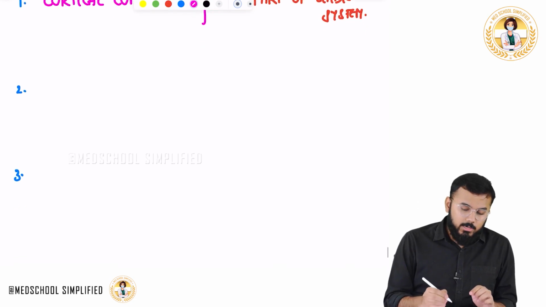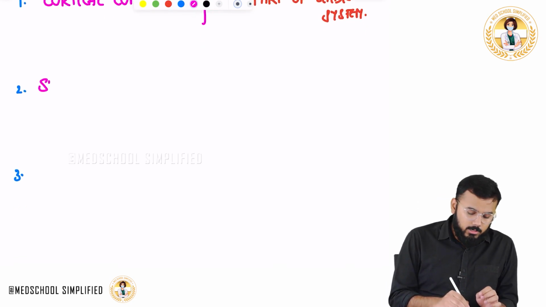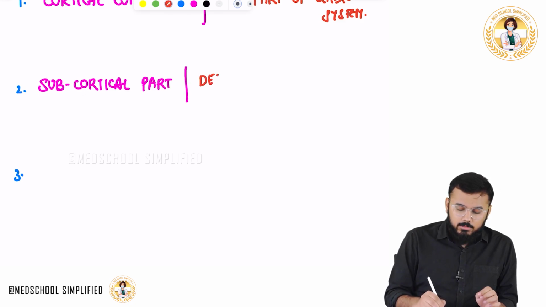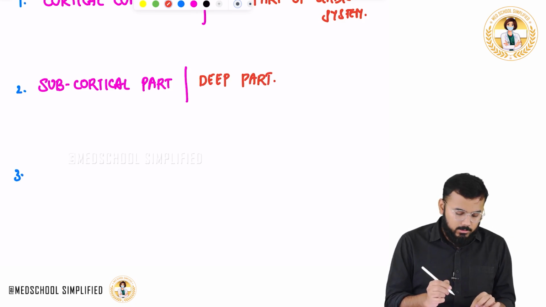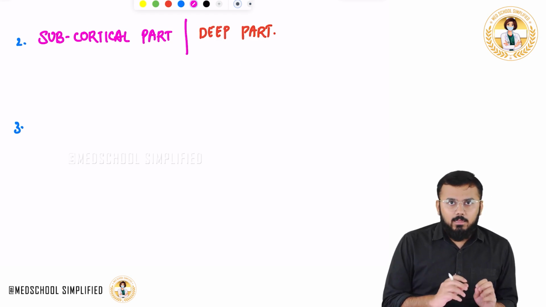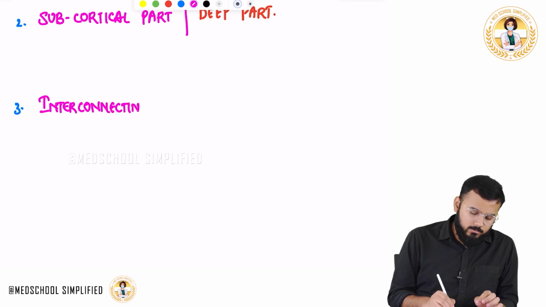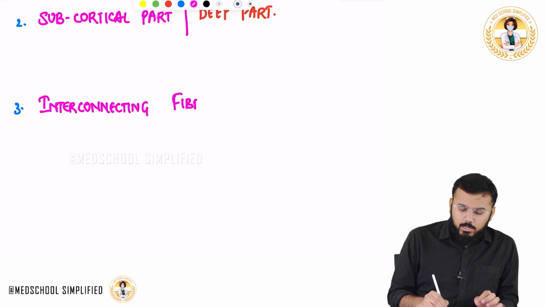The next important part is called the subcortical part, or you can also call it the deep part of the limbic system. The third important thing is the interconnecting fibers of these components, the interconnecting fiber tracts.